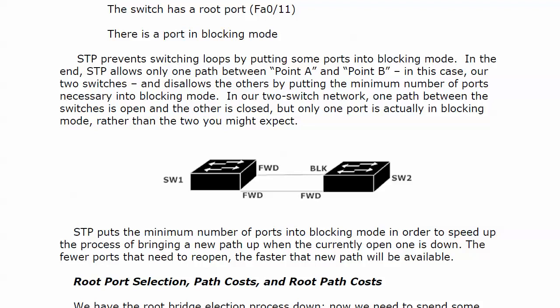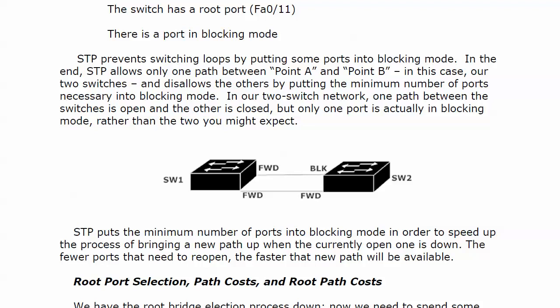Now in our 2-switch network, one path between the switches is open, but the other is closed, which we expect, but only one of the ports is in blocking mode, rather than the 2 you might expect. Don't fall for this on the exam, or a job interview, or anywhere else you see it. It's really easy to think, oh, well, it's going to put all the ports on the path we're not using into blocking mode. No, it does not. STP is going to put the minimum number of ports into blocking mode, and what that does is actually speed up the process of bringing a new path up when the currently open one is down.